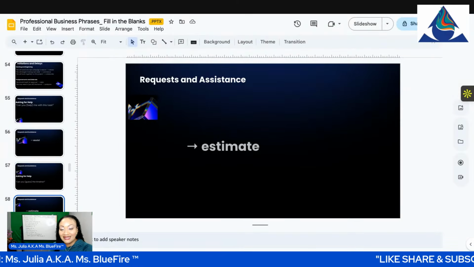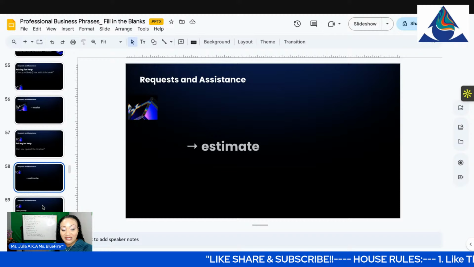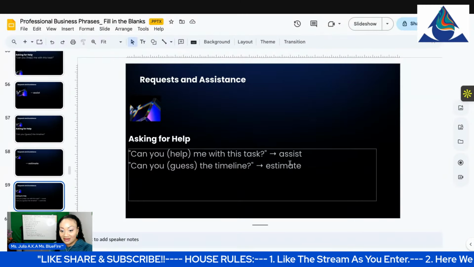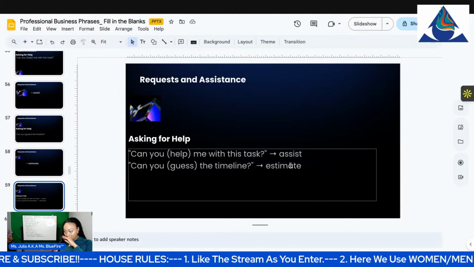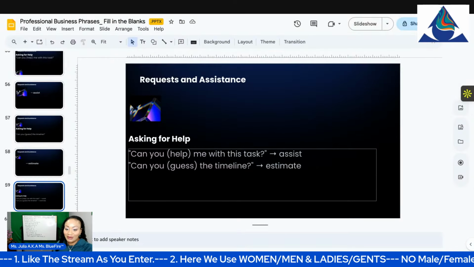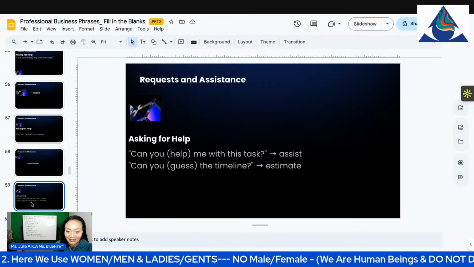Better word: estimate. Can you estimate the timeline or estimate when it will be done? Here it is. Guess, estimate. And no, guesstimate is not a word. Nobody likes that word. Stop trying to make it happen.